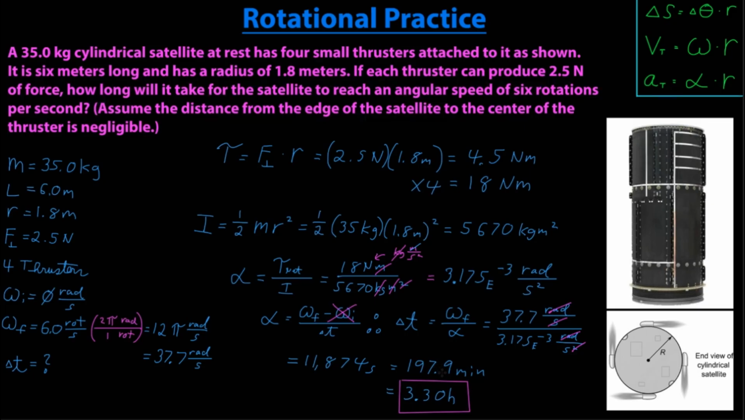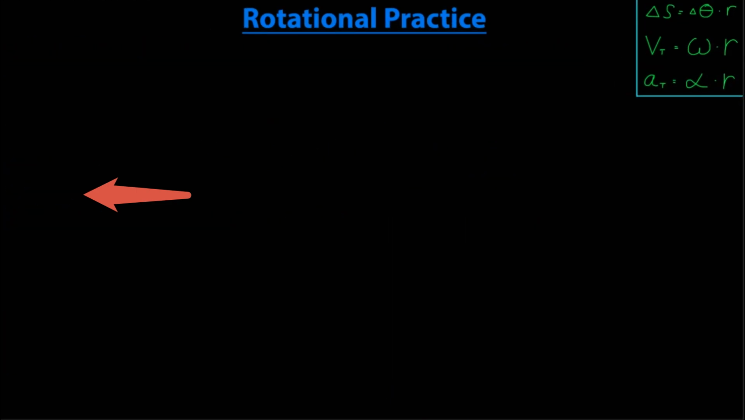And once the satellite gets to this angular velocity, all it has to do is shut off the thrusters, and it will continue at this angular velocity, because there is no friction in space to slow it down. And one more note, just for anyone who happened to notice, we had a given here that we did not use. We did not need the length of the cylinder.